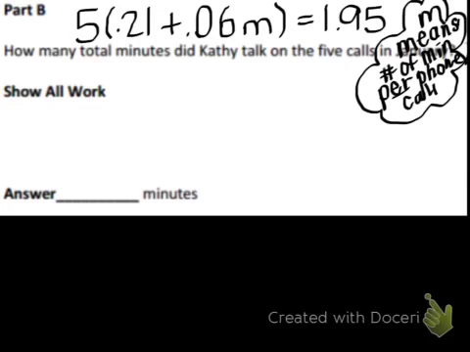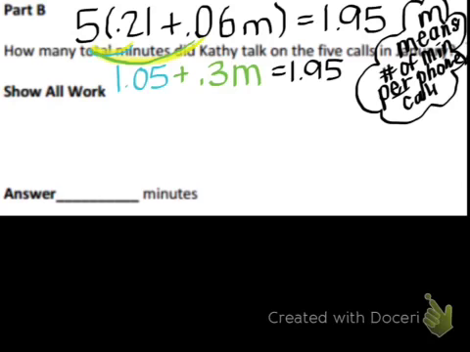Okay, so the first thing that we're going to do to solve this equation is to do the distributive property here on the left side. I see that I've got 5, and it's being distributed to both 0.21 and 0.06. When you multiply 5 times 21 cents, you get $1.05. And when we multiply 5 times 6 cents, we get 30 cents times M. So now we've got $1.05 plus 30 cents times M equals $1.95.